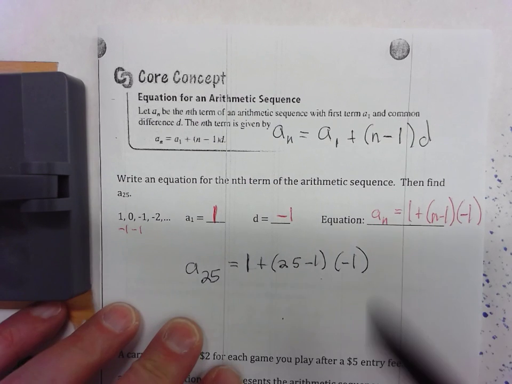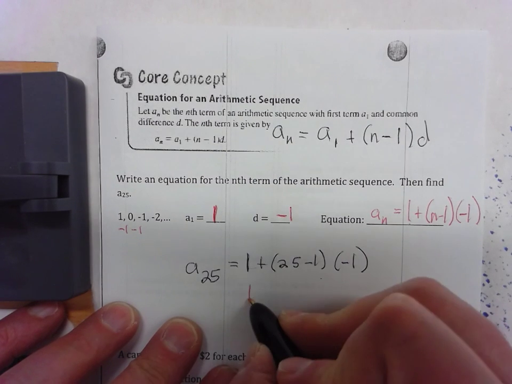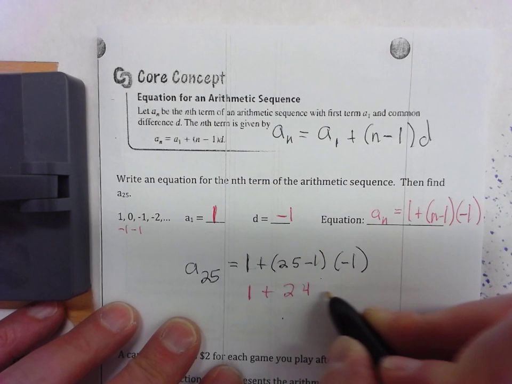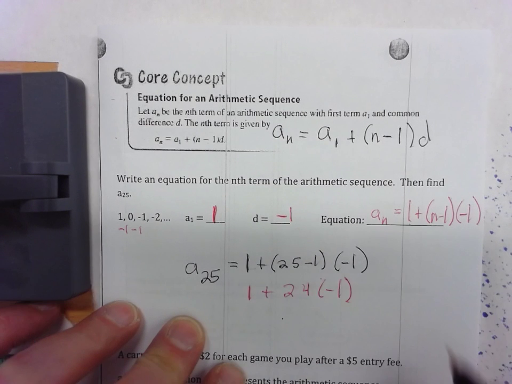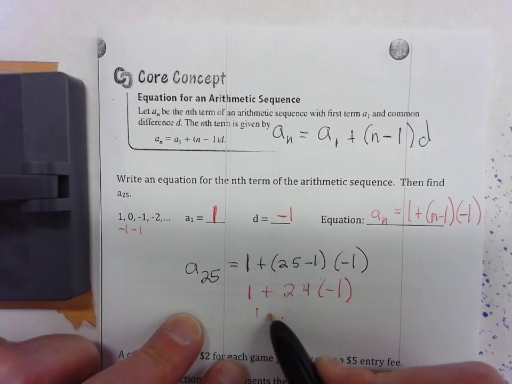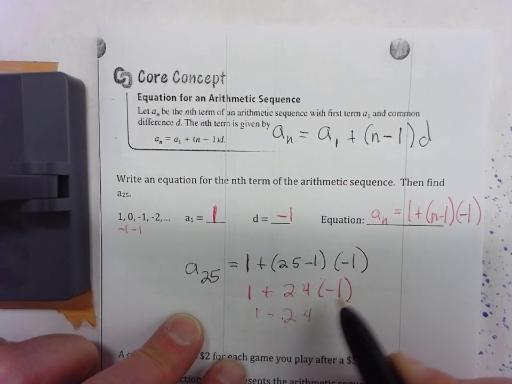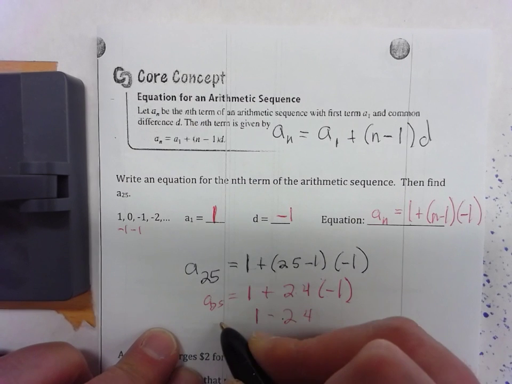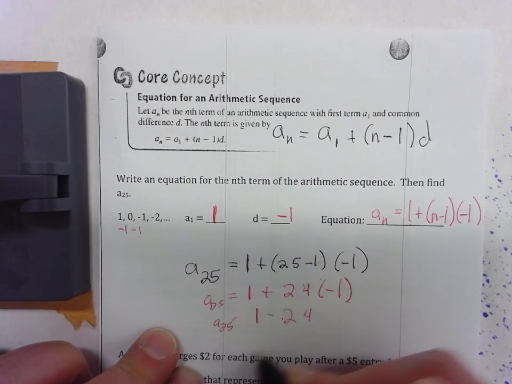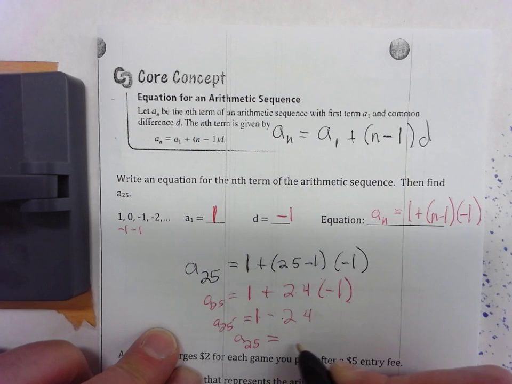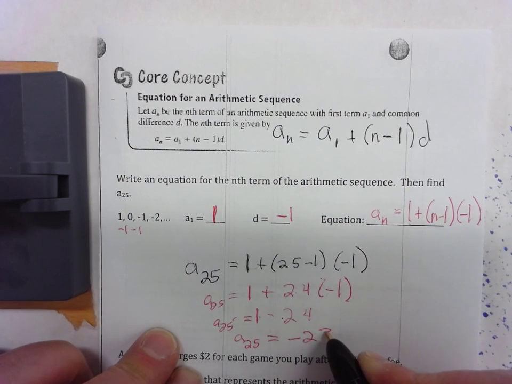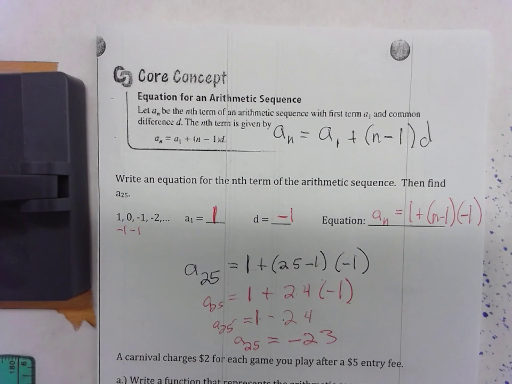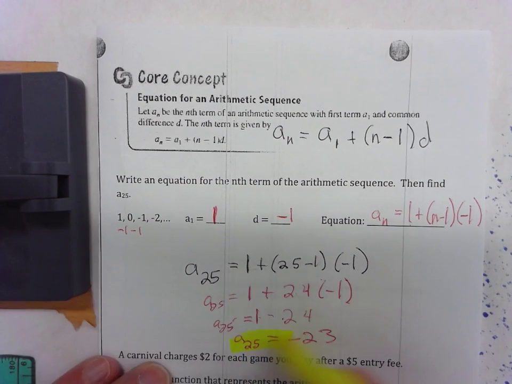PEMDAS, we're going to do our parentheses first. So we get 24 for that. Our next step is multiplying, so it's going to be 1 minus 24 after we say 24 times negative 1. Sorry, let me continue this. And then our 25th term, after we figure out 1 minus 24, gives you negative 23.